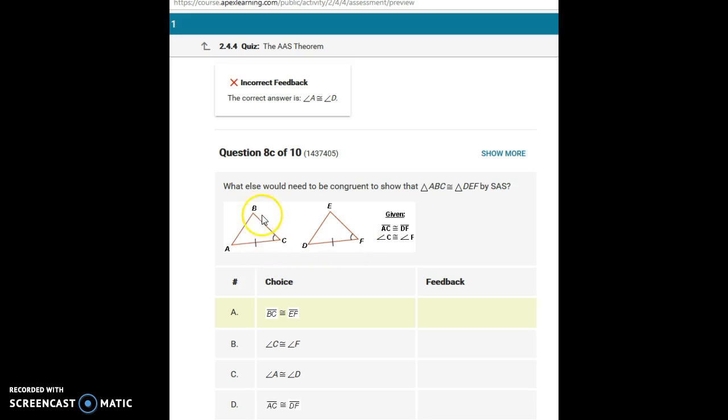Side, angle, side. Okay, so side and then an angle, then a side. So they gave us this one, so we got to find the next one. So that's B and C, E and F. B and C, E and F is the other side to make it side, angle, side.